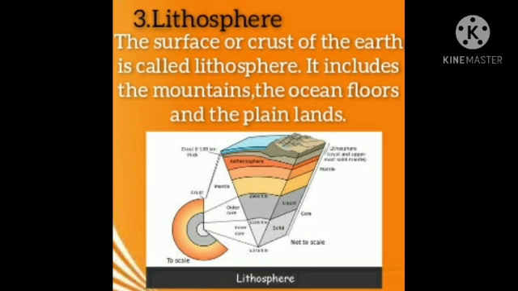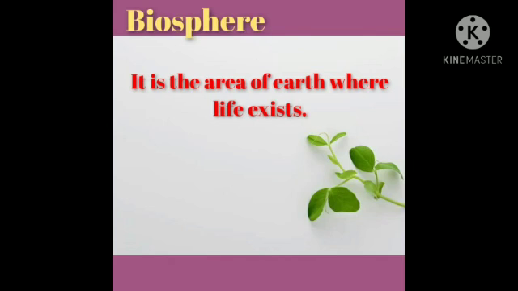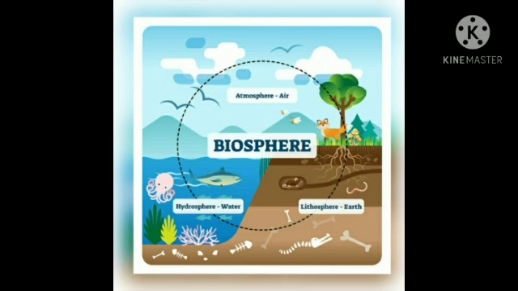Lithosphere. The surface or crust of the Earth is called lithosphere. Lithosphere includes the mountains, the ocean floors and the plain lands. Let's see the concept of biosphere briefly. Biosphere. Biosphere is the area of Earth where life exists. Hydrosphere, atmosphere and lithosphere of the Earth together constitute the biosphere. The distribution of life varies in these areas as seen in the picture.